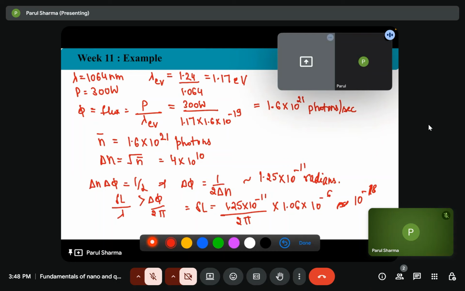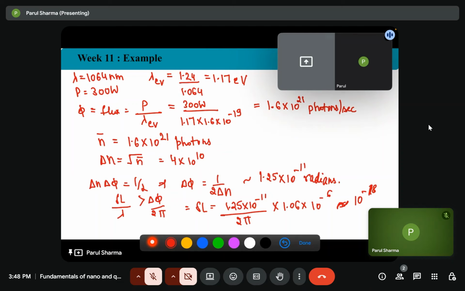Because here, with this thing, we can calculate our shot noise limit. So delta L we can detect is limited to 10 raised to power minus 18. So now if we want to increase it, if we want to improve the detection, then we have to take L very large.